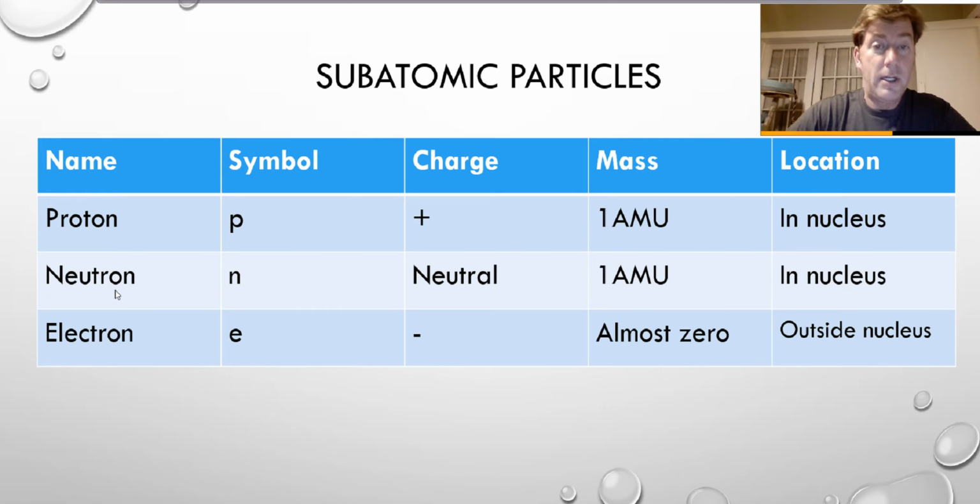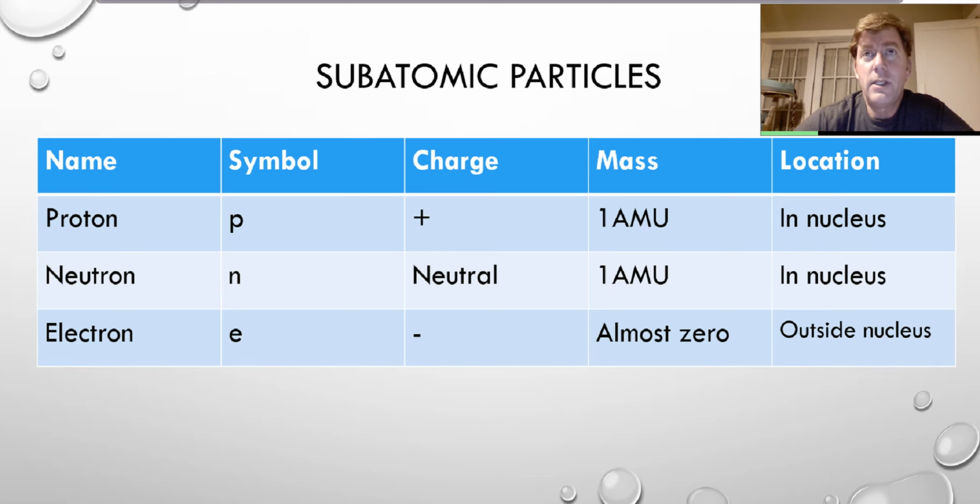So our subatomic particles, the particles inside an atom, protons, neutrons, and electrons, we always use the lowercase symbols for them, for the letters P, N, and E. The charges, protons are positive, that's the PP rule, and then electrons are negative, and neutrons are neutral, have no overall charge. When we talk about the mass, a proton is 1 AMU.